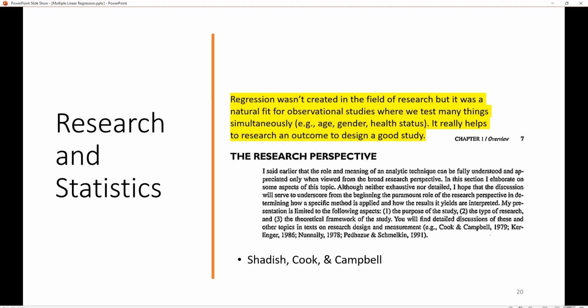And for this, I'll discuss research and statistics. Regression wasn't created in the field of research, but it was a natural fit for observational studies. Those are the ones we mostly do in healthcare and hospitals. And this is where we test many things simultaneously, such as age, gender, and health status. It really helps to research an outcome to design a good study.